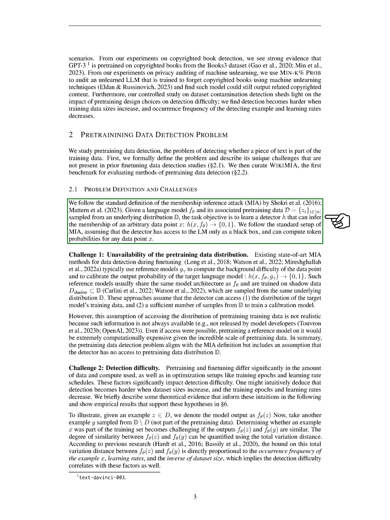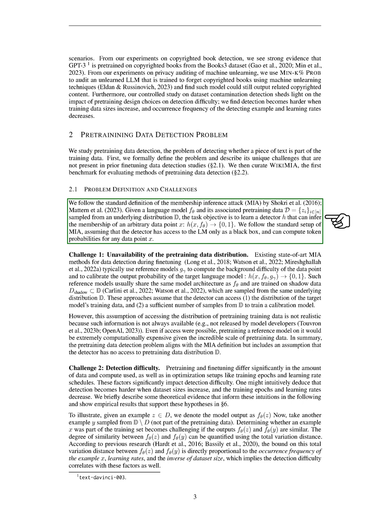However, this assumption isn't always realistic because such information isn't always available. Even if we could access it, pretraining a reference model on it would be extremely computationally expensive given the large scale of pretraining data. So, in summary, the pretraining data detection problem aligns with the MIA definition but includes an assumption that the detector has no access to the pretraining data distribution, D.